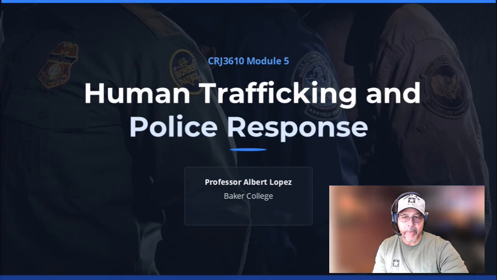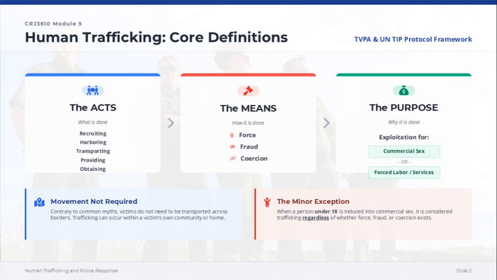We're going to be talking about human trafficking and police response. Alright, so human trafficking is defined by the Trafficking Victims Protection Act and the UN TIP protocol using three elements: acts, means, and purpose. Movement is not required. Victims may be exploited within their own homes or communities. For minors in commercial sex, proof of force, fraud, and coercion is unnecessary because children cannot legally consent.